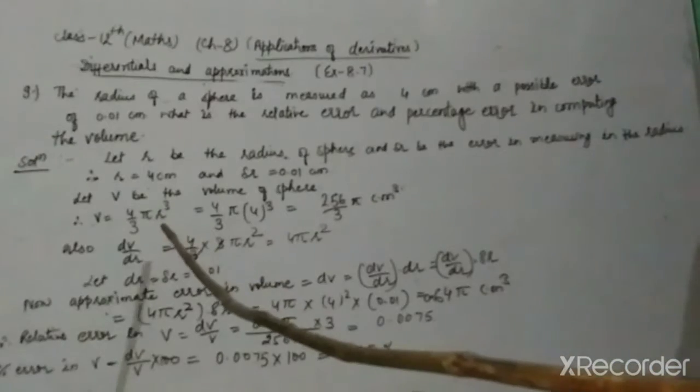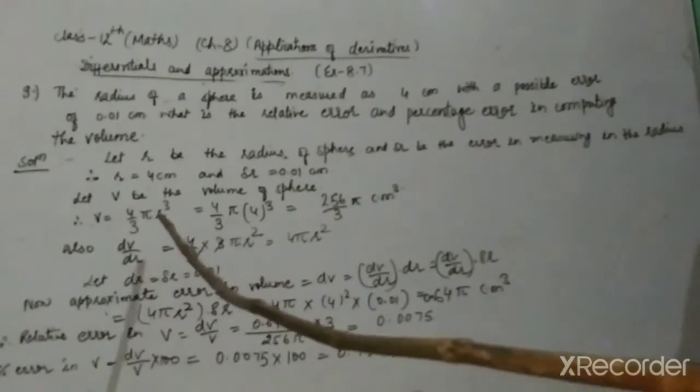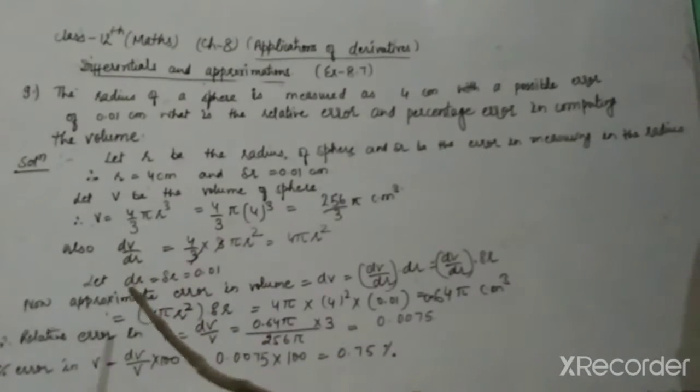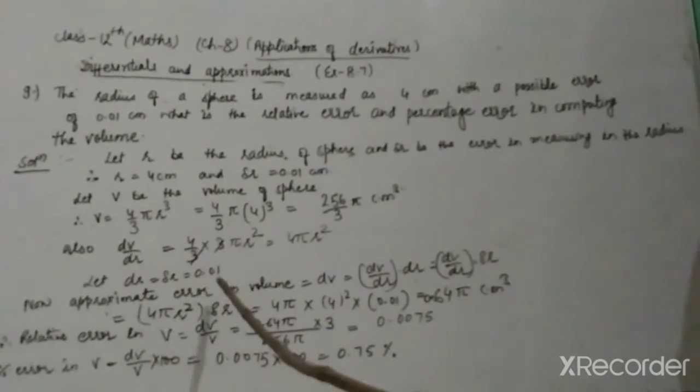So the derivative of r cube will be 3r². We will put here 3r² in place of r cube. We get 4 by 3 into 3 pi r², which is 4 pi r². This is our derivative of volume with respect to r. Now let us take the differential of r equals to del r, the possible error, approximate error, equals to 0.01.